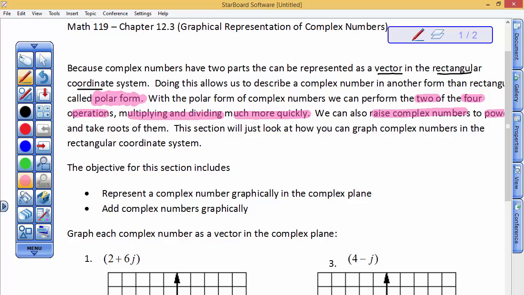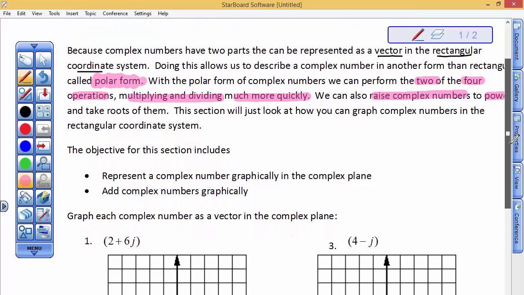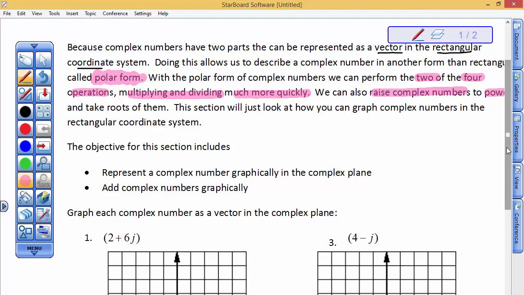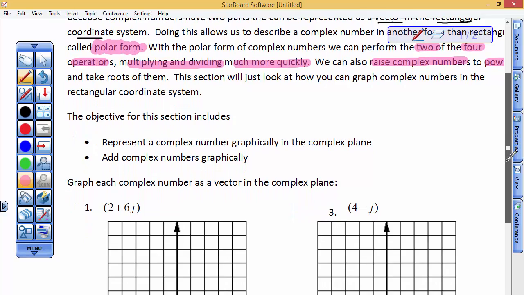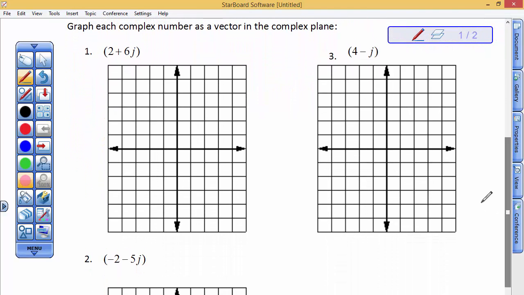So this form is what's nice in order to multiply, divide, raise to a power, take roots, and I can even work with them to ultimately get to add and subtract, so the 4 operations. So we're just going to talk about a vector quantity, and we're going to define the rectangular coordinate system such that this is the real axis and the y-axis is the imaginary axis, and I'm just going to ask you to draw these as vectors.